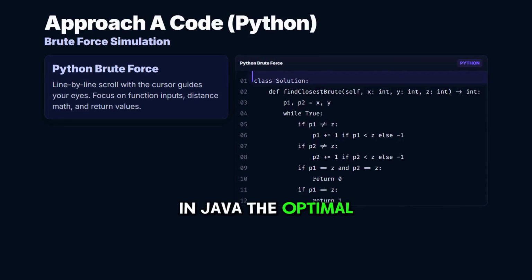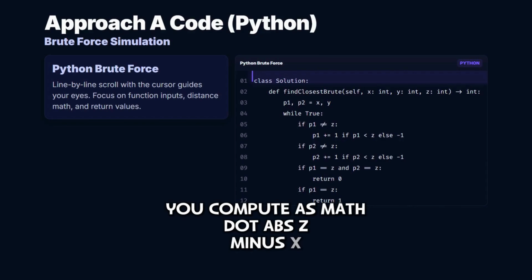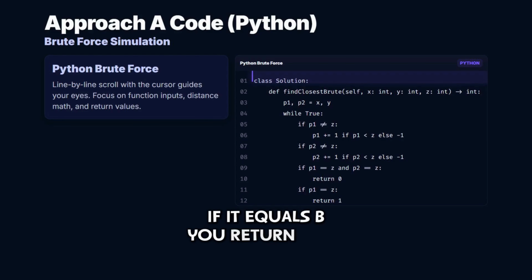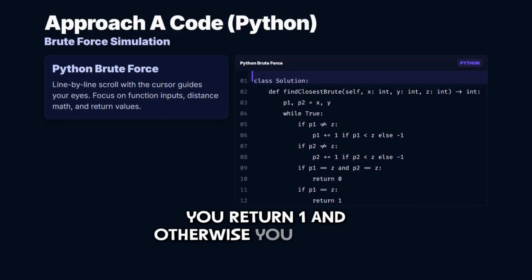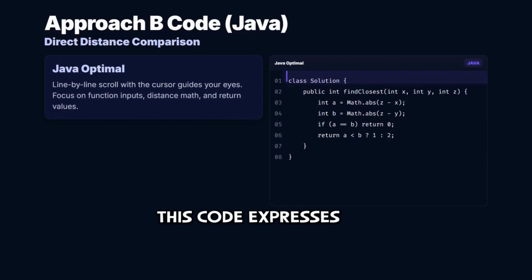In Java, the optimal code is short and direct. You compute a as Math.abs(z - x) and b as Math.abs(z - y). If a equals b, you return 0. If a is less than b, you return 1, and otherwise you return 2. This code expresses the solution exactly and avoids extra work.